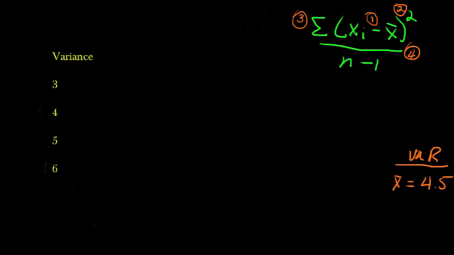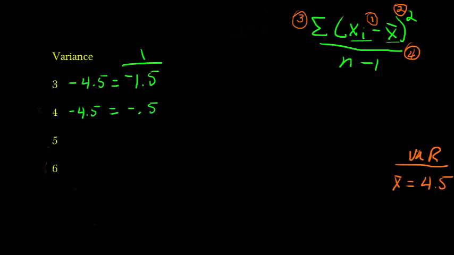So step number 1, take the difference between the observation and the average. So 3 minus 4.5 is equal to negative 1.5. I'm going to label this as step number 1. 4 minus 4.5 is equal to negative 0.5.